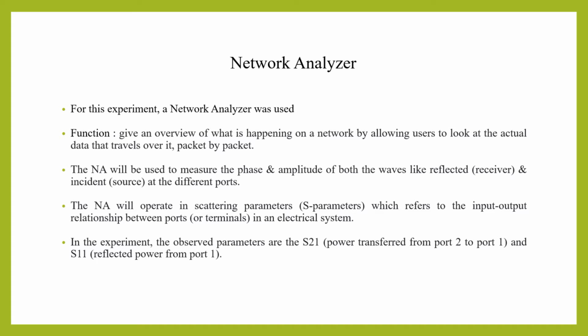For this experiment, a network analyzer is needed, where it will give an overview of what is happening on the network by allowing users to look at the actual data that travels over it packet by packet. The network analyzer will be used to measure the phase and amplitude of both the waves, like the reflected waves at the receiver and incident waves at the source at the different ports. The network analyzer operates in scattering parameter, which is the input-output relationship between ports. For this experiment, the observed parameters are the S21 and S11.